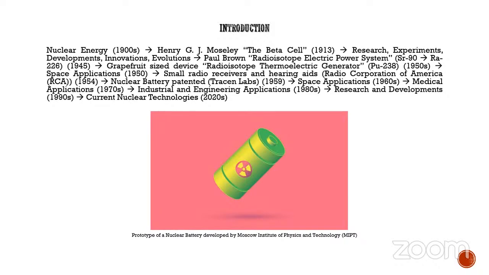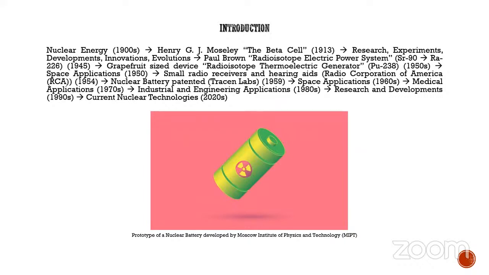Now, these devices are very small, like a grapefruit sized device. The radioisotope thermoelectric generator, or RTG as it is commonly called, used plutonium 238 in the 1950s. From the 1950s, nuclear batteries or nuclear generators were used for space applications. Then in 1954, the Radio Corporation of America developed small radio receivers and hearing aids. Later, in 1959, the nuclear battery was actually patented. Before that, no patent was done, but in 1959 the first battery was patented by Crescent Labs. After that, in the 1960s, it was mainly used by the USA and Russia for space applications.